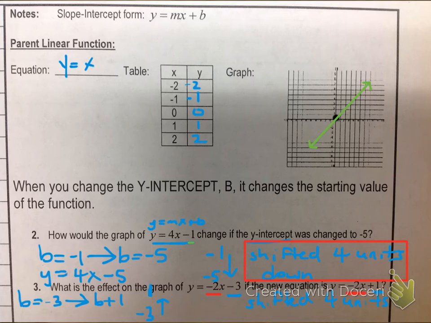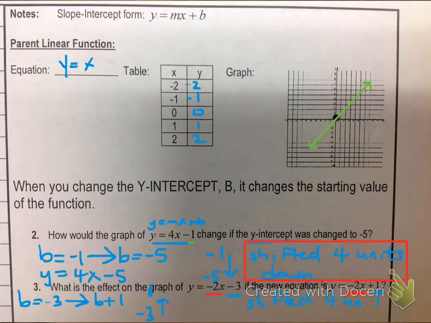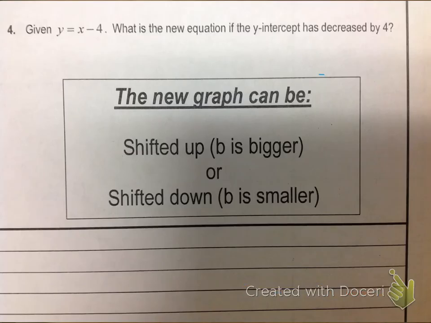All right, let's look at our last example. Whoops. All right, our last example up here, number 4.